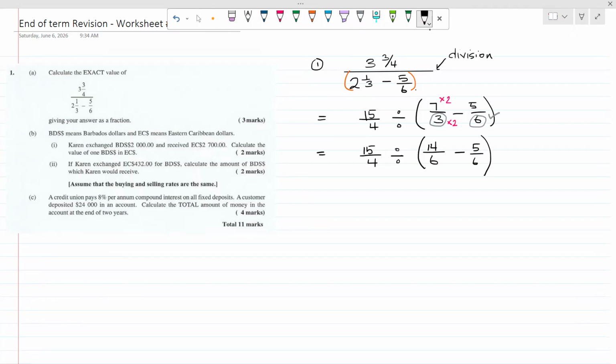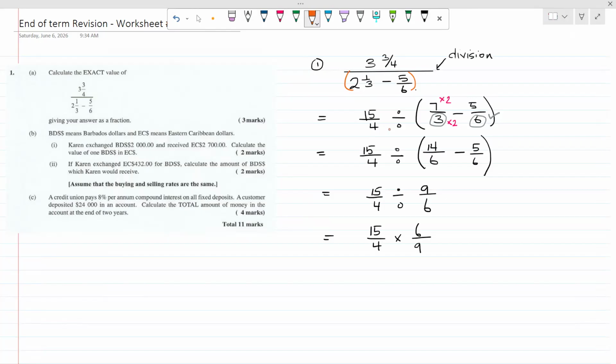Now, by doing that, we now have the same denominators below. And that makes it actually easier for us to work this out. Because 14 minus 5 is going to give me 9 over 6. And we can leave it like that for now. Now, when we divide in fractions, that division sign has to change to a multiplication. And we flip the fraction on the right-hand side. So this is going to flip, meaning that the 6 will go on top, the 9 will go below.